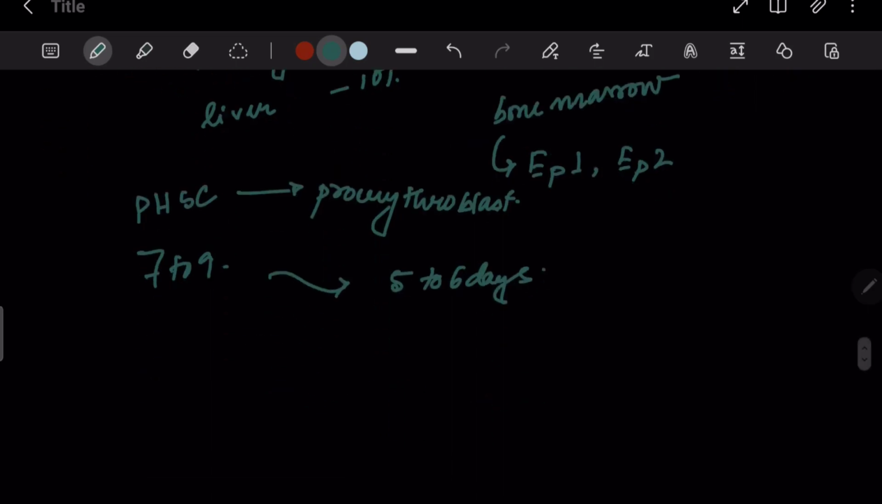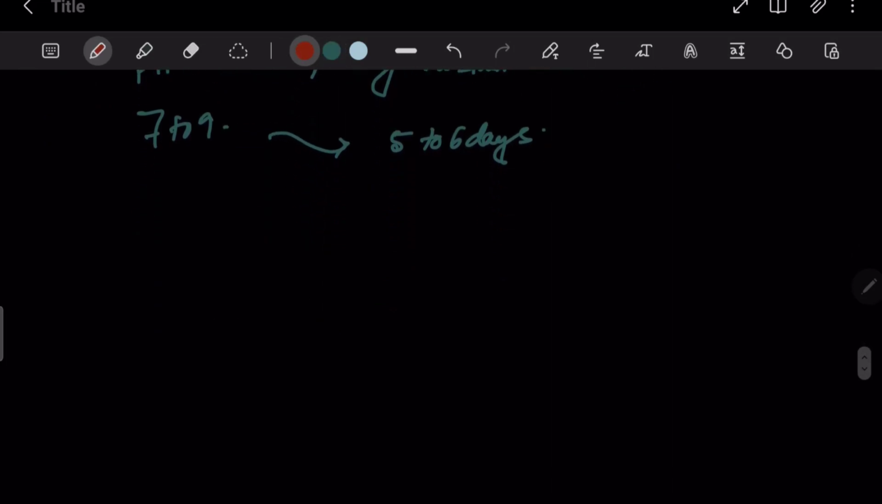Right. Now the next important factor is some dietary factors.